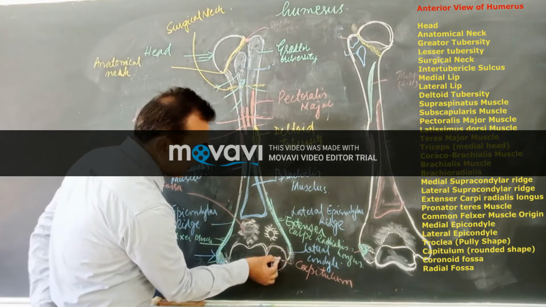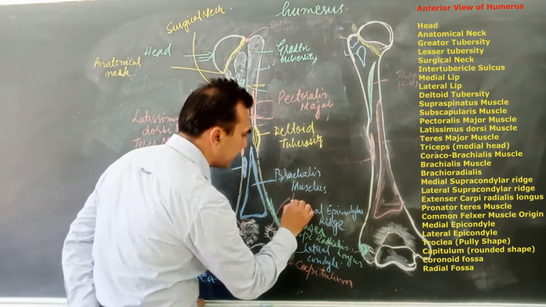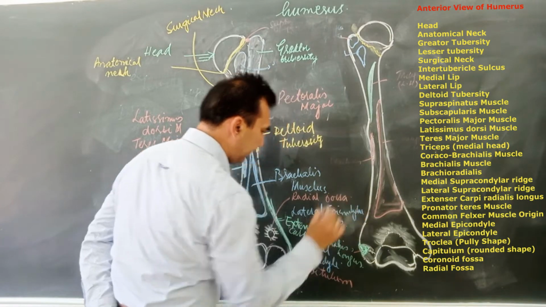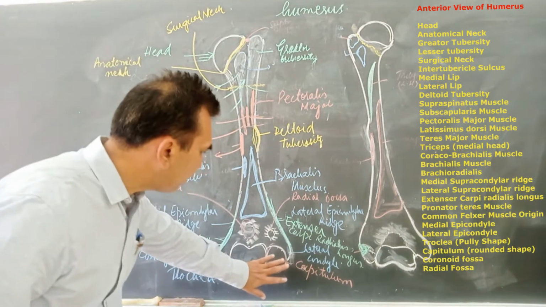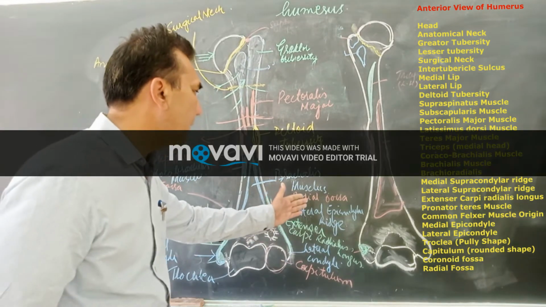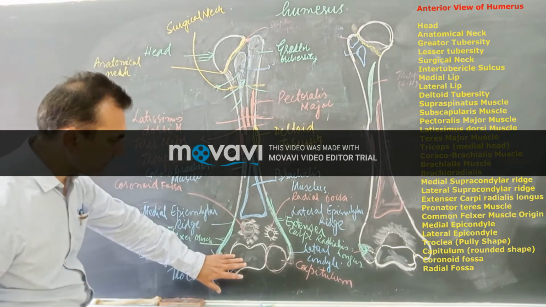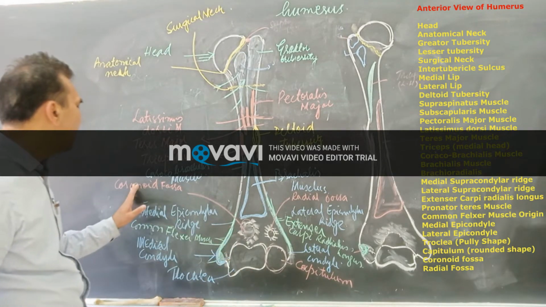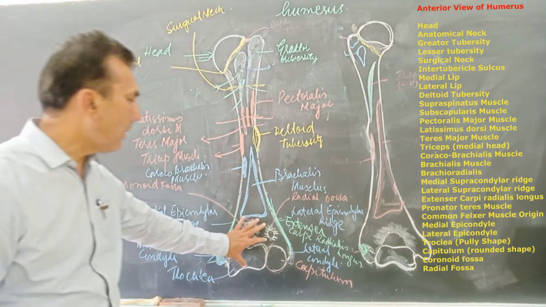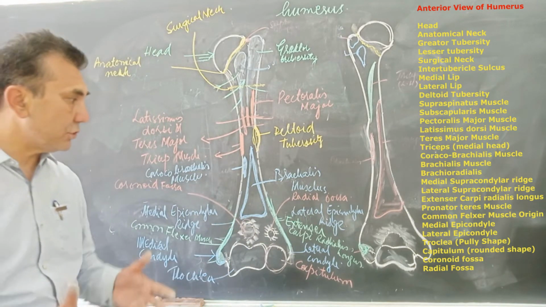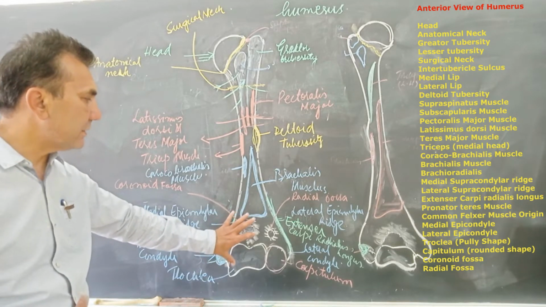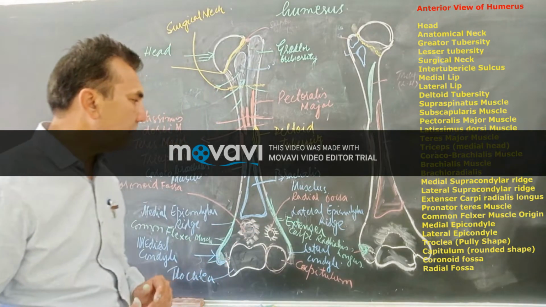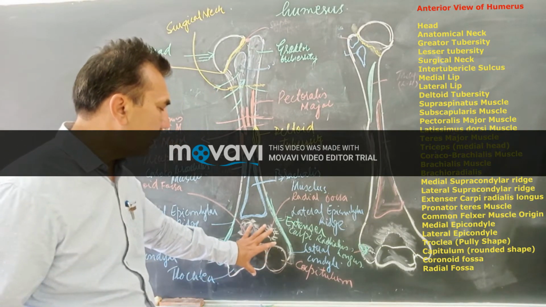And just above the capitulum is another fossa. This fossa is called the radial fossa. The fossa which is present above the capitulum is called the radial fossa, and the fossa present above the trochlear surface, the pulley-like structure, is called the coronoid fossa. So this is all about the features, the processes and the fossae present at the lower extremity of the humerus bone.